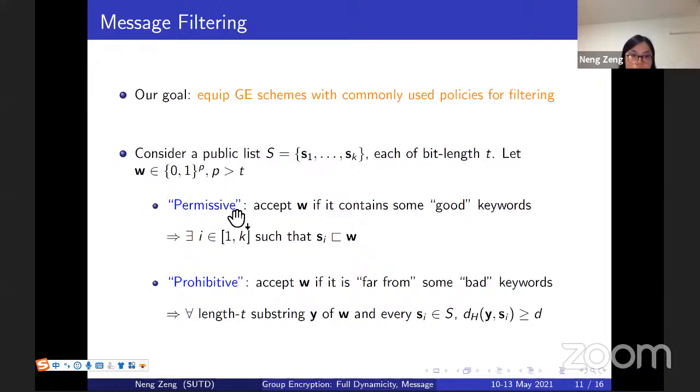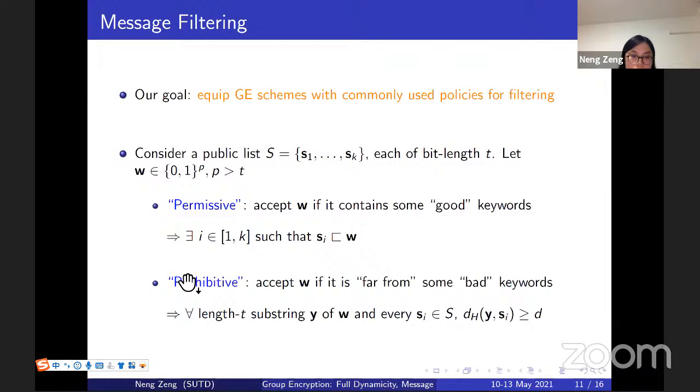So we can define two policies. In the permissive policy, we will accept the message if it contains some good keywords. And informally, W is a legitimate message if and only if there exists a keyword Si which is a substring of the message W. And all messages that do not contain any of these keywords are rejected.